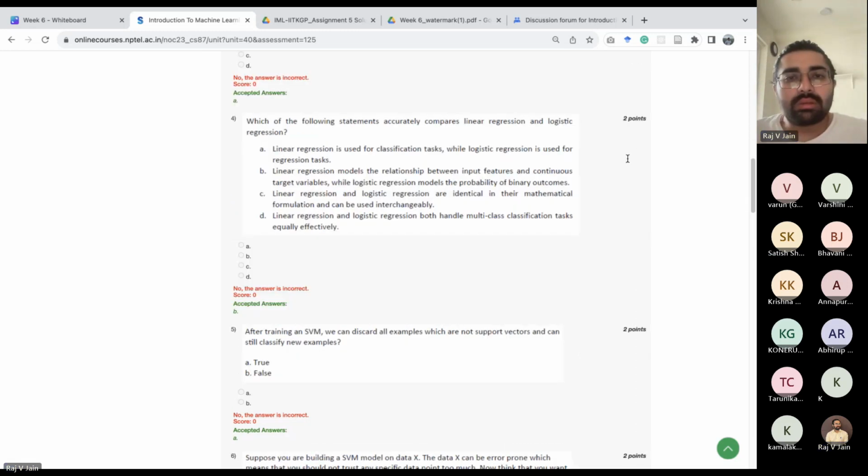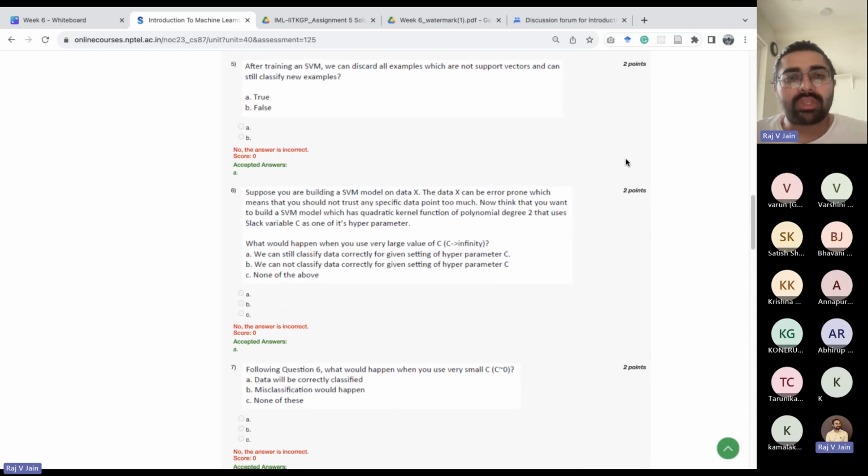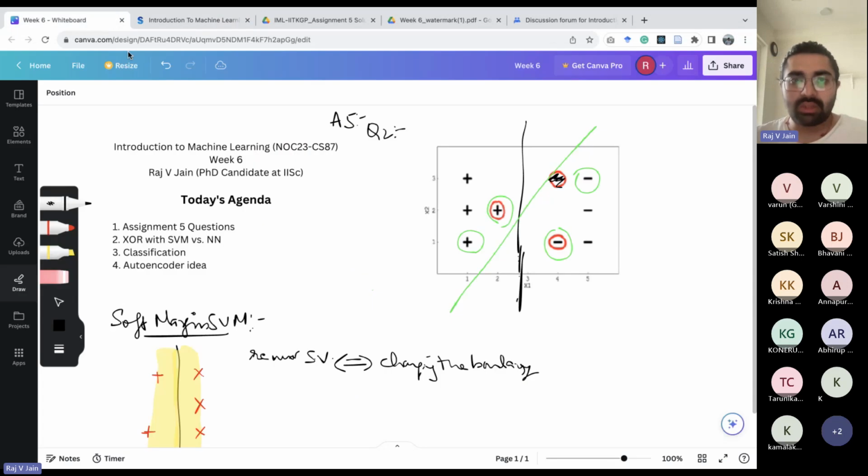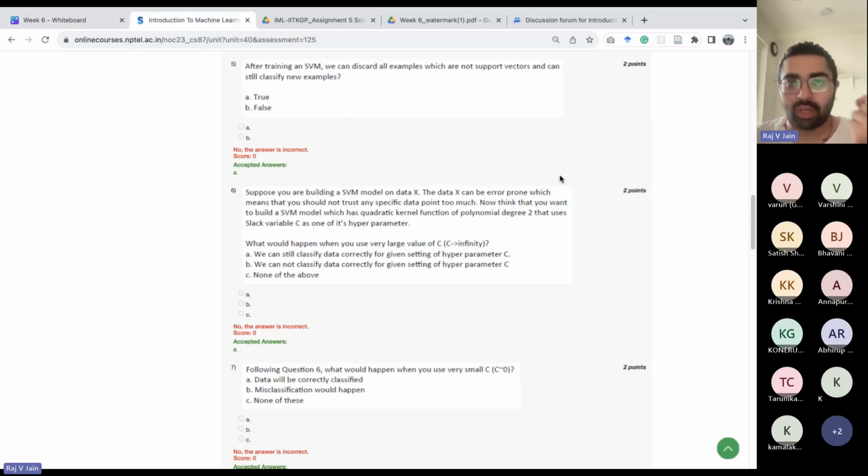Right. So that is then question 5. After training an SVM, we can discard all examples which are not support vectors and can still classify new examples. Again, as we discussed just now, it is true, right? Only the support vectors at the end make up the definition of your boundary.